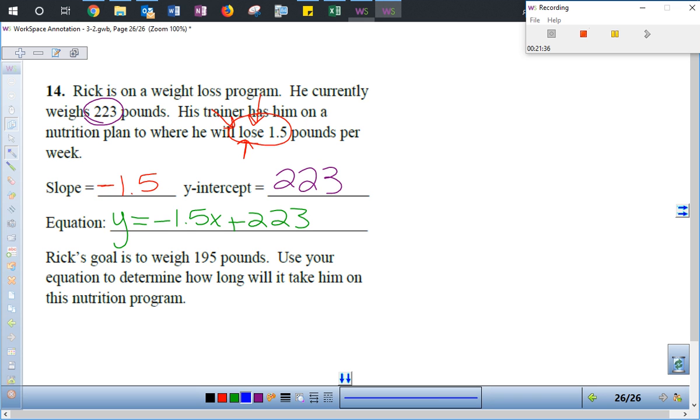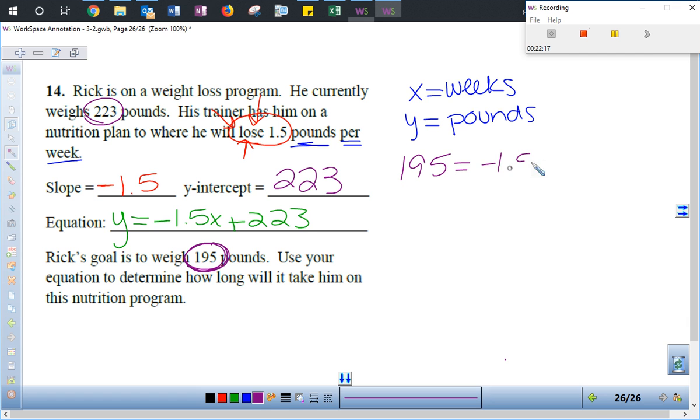Now Rick's goal is to weigh 195 pounds. Use your equation to determine how long it will take him on this nutrition plan. So we need to identify what our x value is and what our y value is. Now notice 1.5 pounds per week. So whatever comes after the word per, which is time, is going to be x. So x is going to be weeks, and then y is going to be what's left, pounds. Now that being said, if they want to weigh 195 pounds, we're going to take that 195 and substitute it in for y. So 195 equals negative 1.5x plus 223.